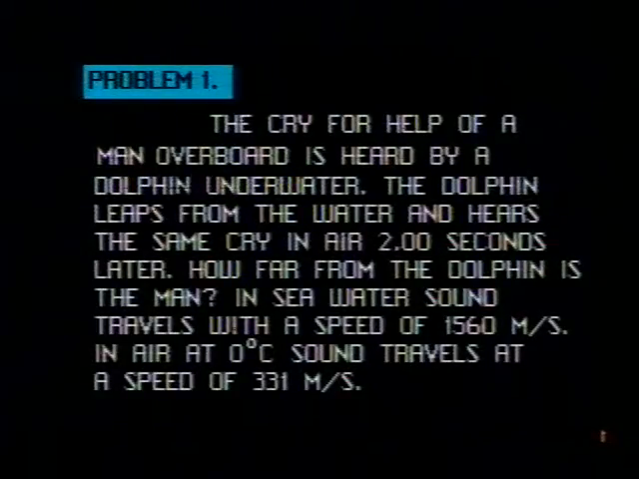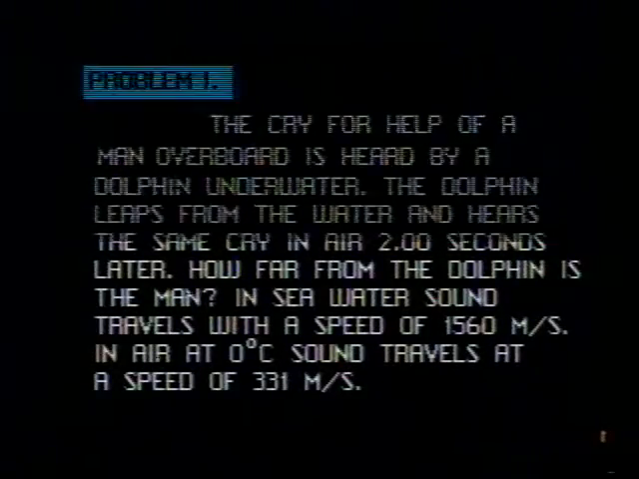Let's first take a look at this situation. The cry for help proceeds both through the water and through the air. Help me. The dolphin first hears the cry for help through water, and then 2 seconds later, Help me, hears the cry again through air.